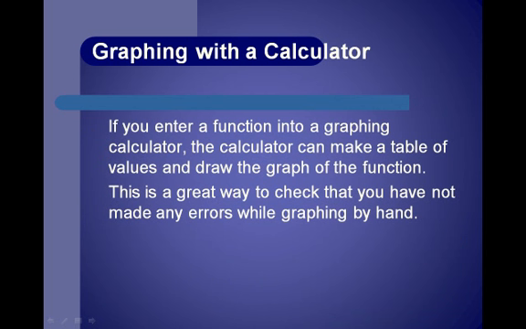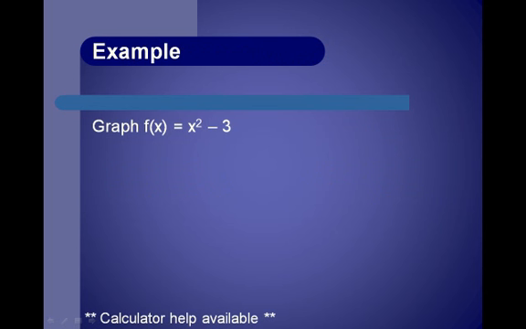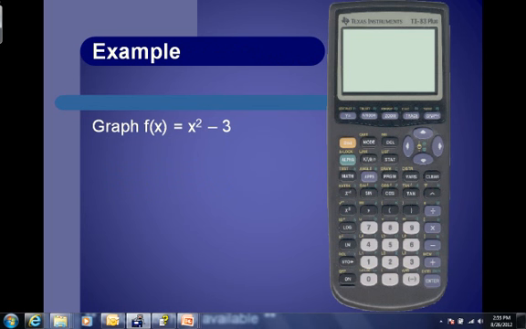This is a great way to check that you have not made any errors while graphing by hand. So to graph the function f of x equals x squared minus 3, something you need to check after we've been plotting our scatter plots and our line graphs is when you go up to y equals, you see how the plot 1 is highlighted? That's going to give you an error when you start to graph. So always make sure you go up to plot 1, press enter to unselect it. Now you'll be ready to graph.